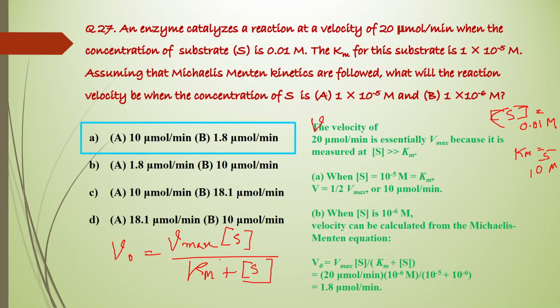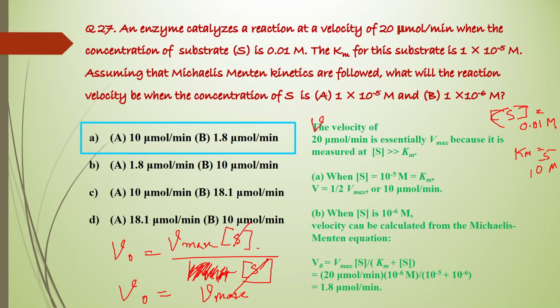Now look at this equation. If our S is very high compared to Km, we can simply neglect Km from the addition because it is too small. Then these terms cancel, which will eventually give us V0 equals Vmax. That happens whenever the substrate concentration is very high: the reaction becomes zero order with respect to substrate. That is, it does not depend on the substrate concentration anymore.